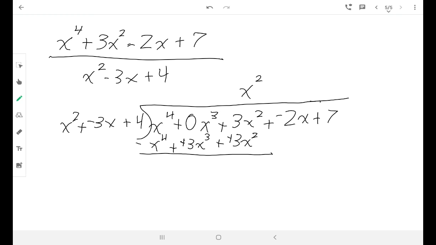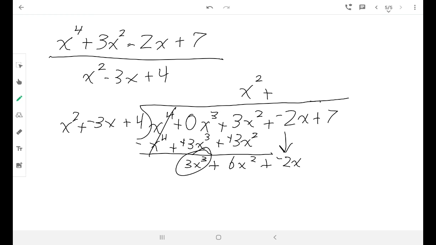And add them together. And these two cancel. They better cancel. That's how you designed it. And then 0x cubed plus 3x cubed is 3x cubed, plus 3x squared plus another positive 3x squared is 6x squared. Bring down this plus negative 2x, put a plus, and we start the game over.